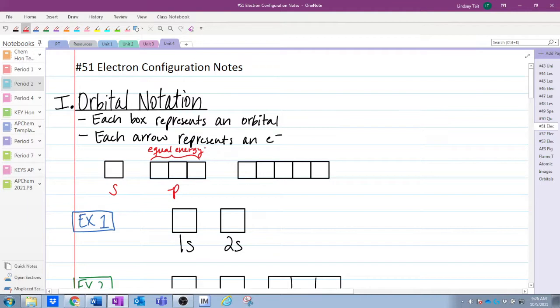This is going to mean Aufbau's rule isn't going to help us when we have to start putting arrows in these boxes, because if they're all equal energy, Aufbau says, well, we got to fill lower energy, and that doesn't help us here when they're all the same.